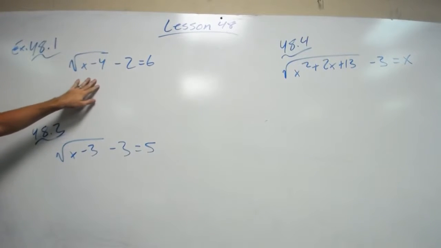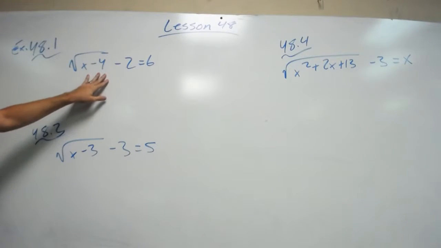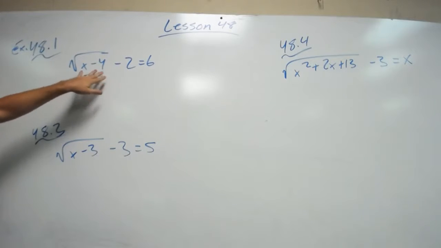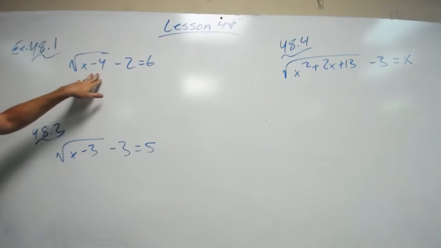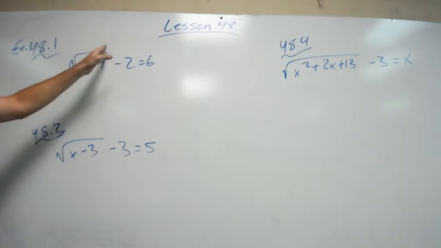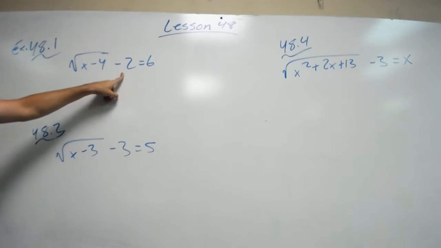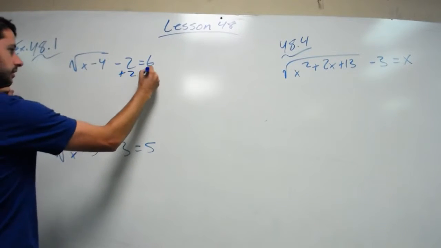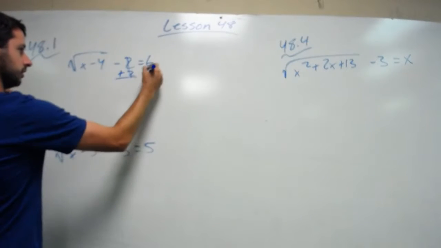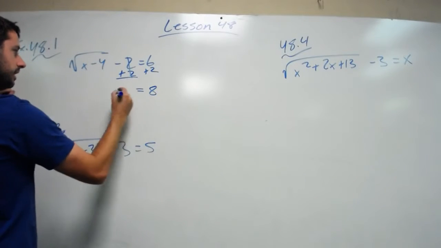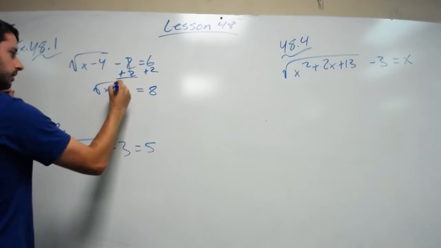If we have this situation, what we want to do is begin by isolating what is in the square root. We want to isolate this. So that would mean add the 2 and get it to the other side. So 6 plus 2 would be 8, and that equals square root of x minus 4.